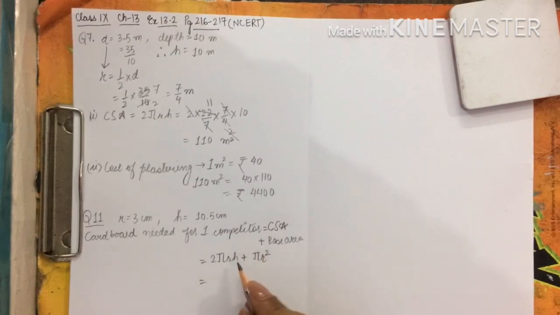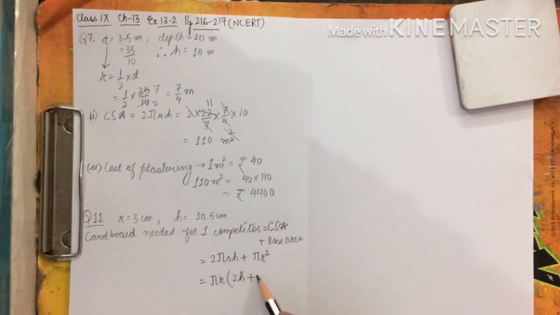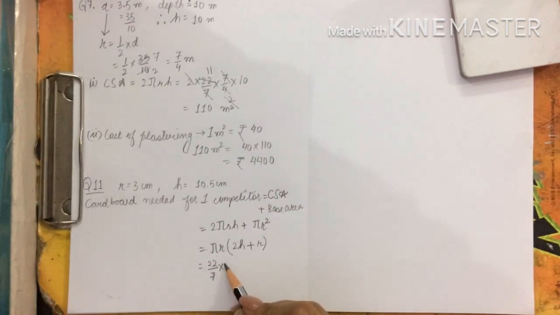Before I substitute the values, I am taking common factors. Common pi r, I am left with 2 and h, plus I have taken pi r common, so 1 r is left here. Now I'll substitute my values. 22 by 7 multiplied by the radius 3 in the brackets, 2 multiplied with the height 10.5 plus the radius 3.